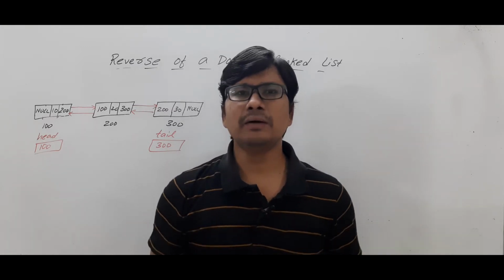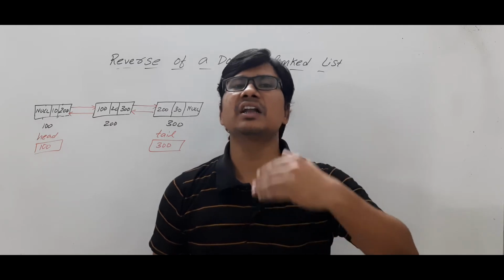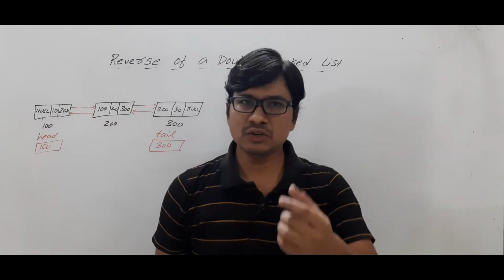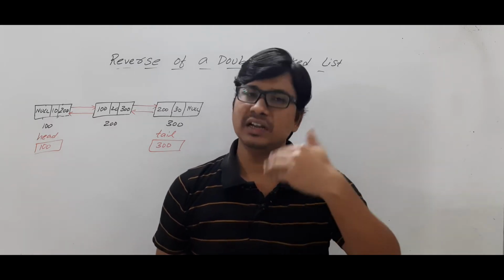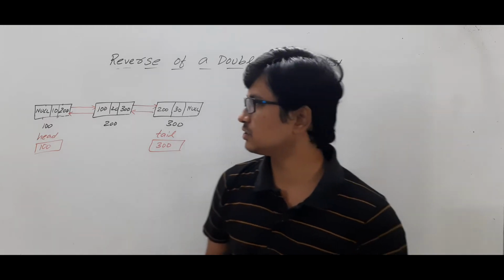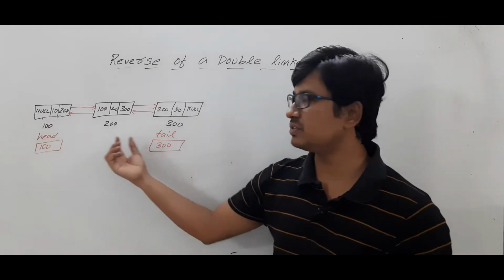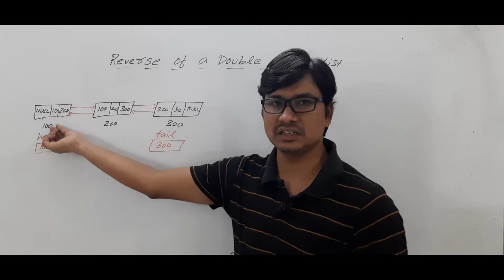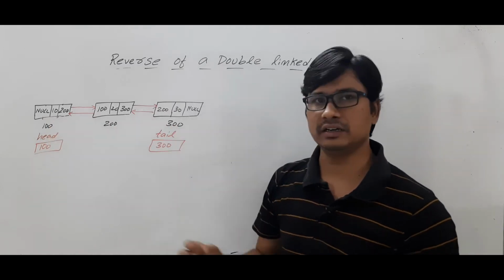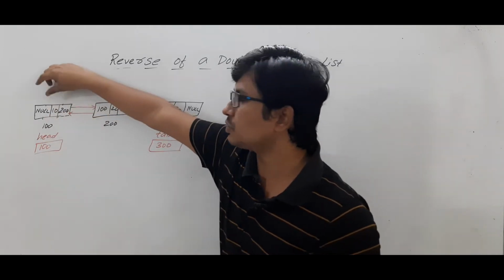So what is a double linked list? A double linked list is a collection of nodes where each node will have the address of the previous node, data, and address of the next node. We have three nodes which are stored in the address locations 100, 200, 300 respectively. Look at this one. This is the first node.